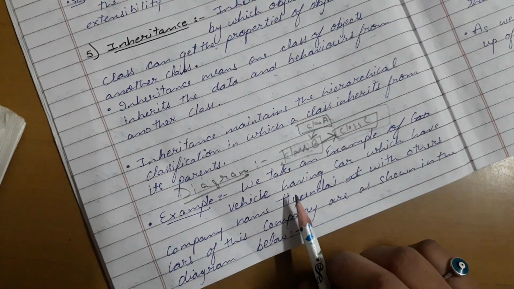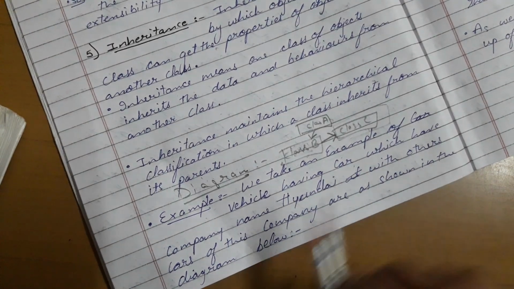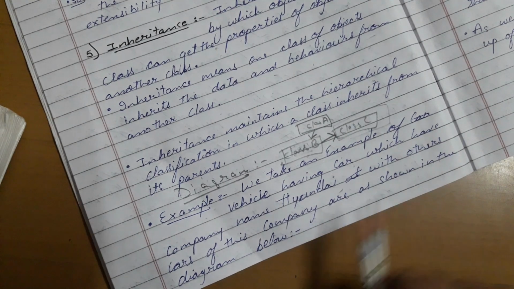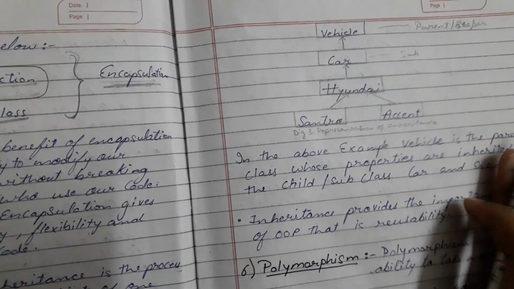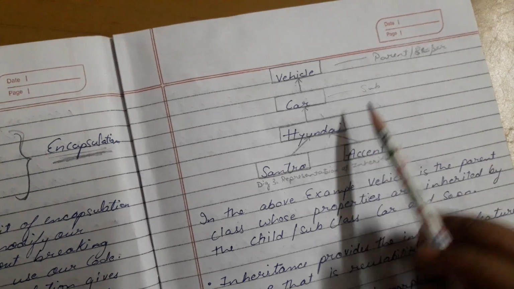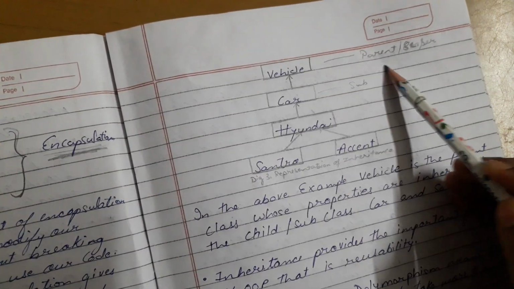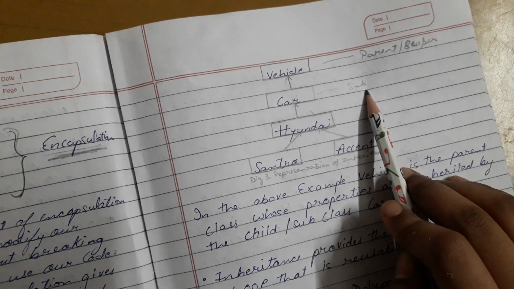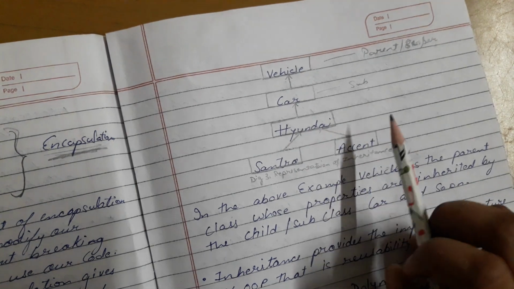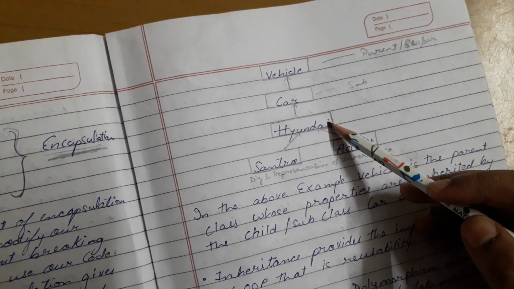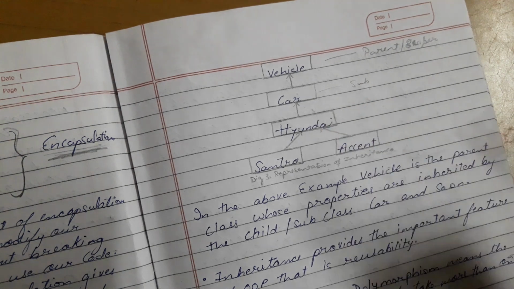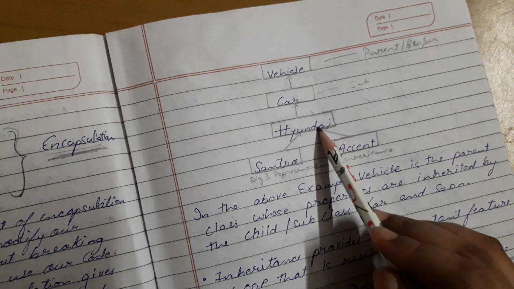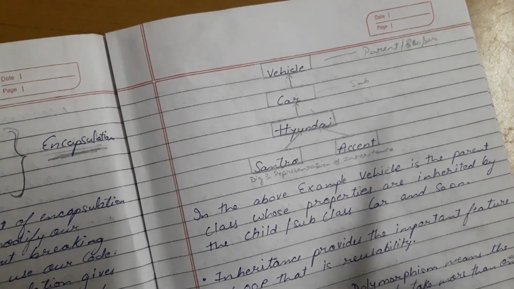As an example, we take a vehicle having a car which has the company name Hyundai, with other cars of this company, as shown in the diagram below. So this is our diagram. In it, vehicle is our parent or superclass, car is our subclass or child class, Hyundai is the property or attribute of the class, and Santro and Ascent are both properties of Hyundai. Hyundai is the attribute of car.